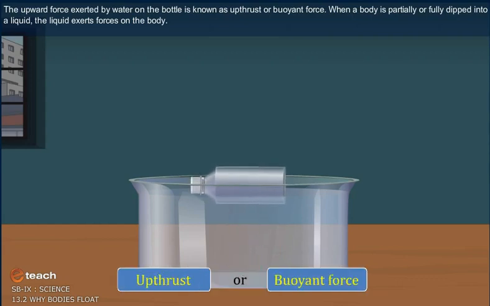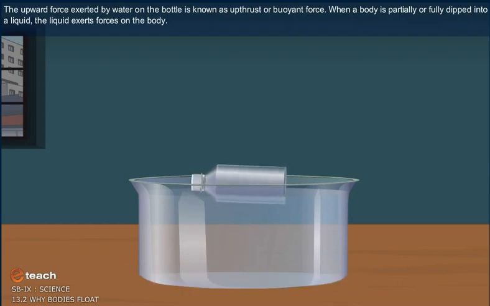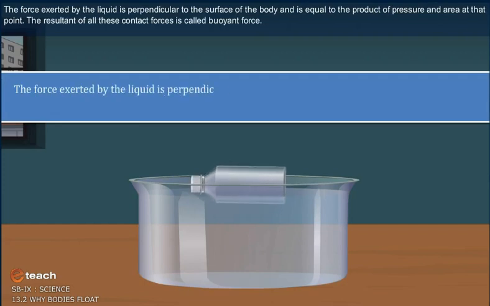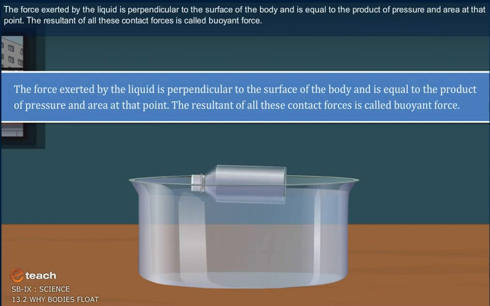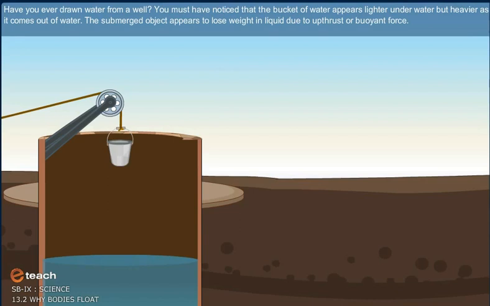When a body is partially or fully dipped into a liquid, the liquid exerts force on the body. The force exerted by the liquid is perpendicular to the surface of the body and is equal to the product of pressure and area at that point. The result of all these contact forces is called buoyant force.